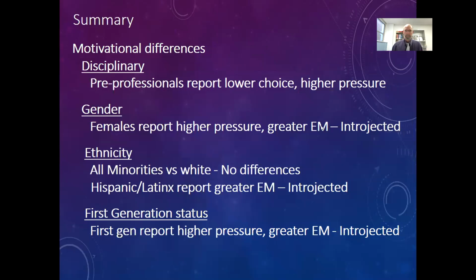So my summary is that pre-professional students actually report lower choice and higher pressure to succeed. And this goes along with gender, females also reporting higher pressure, and first generation reporting higher pressure. But then we've got this concept of greater external motivation, especially introjected. This is what I should be doing versus I own this and this is what I want to do. And then in minorities versus white, no overall differences there. But when we take the data apart a little bit and look at Hispanic and Latinx, they're actually demonstrating a little more pressure in terms of their external motivation.